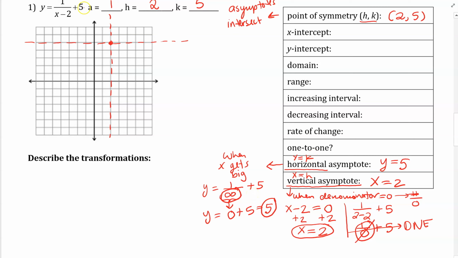Now that's always going to be the k value, because the k value is the thing getting added to the fraction, and the fraction's getting smaller and smaller when the denominator gets bigger. So this fraction's becoming 0. You add that to 5, and that's your horizontal asymptote. So that's the reason behind it.